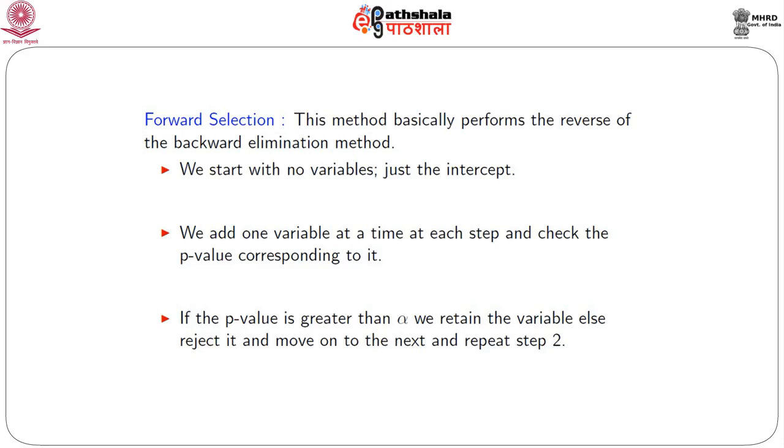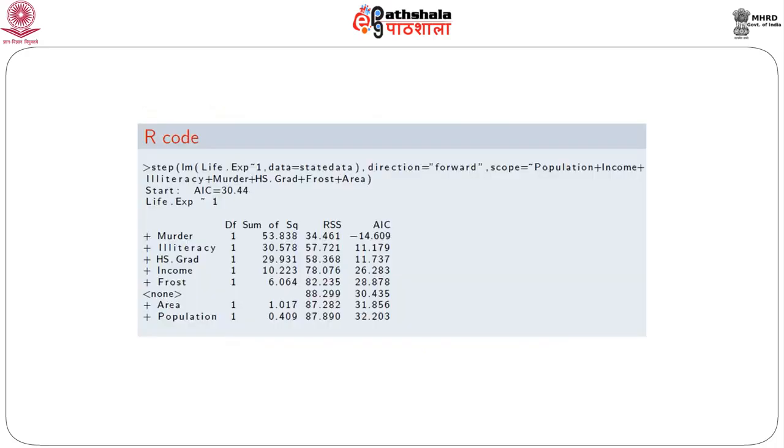So, here is the use of the step function again in R, now with direction as forward. When I perform the step function in R on the LM object using direction equals forward, the first model is the one where life expectancy is regressed only on the intercept. Now, unlike in the backward elimination method, here you will see the table where each of the predictor variables is listed with a positive sign next to them. This means in each of these cases, we add one of these predictors at a time and obtain the AICs for the models. Like here we have added murder, which means life expectancy regressed only on murder, and we obtain the corresponding AIC as negative 14.609.